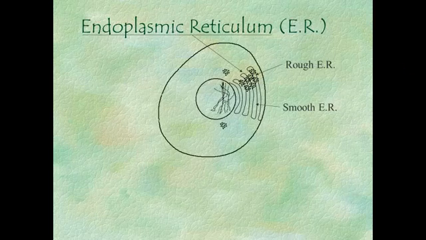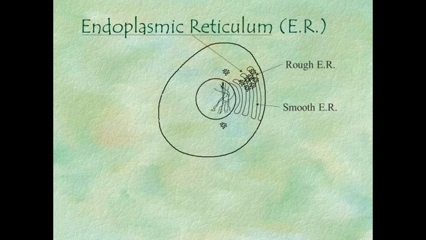But anyway, so endoplasmic reticulum is the same phospholipid bilayer stuff that the nuclear membrane and the cell membrane are made out of. And as I said, it comes in two flavors.